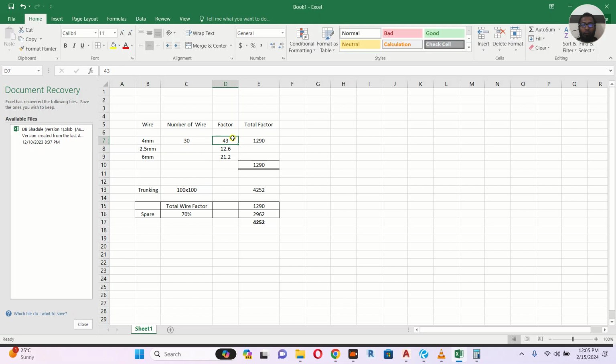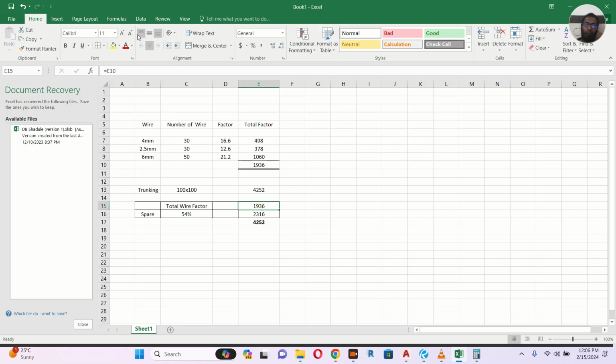So this one is 16.6. Okay, so this is total. So what I did, I have, let's say, 4 mm 30 wire, and this one I have 50 wire. So I multiply with the factor, so I have 1936. Okay, so what I did, I took this 1936 here.